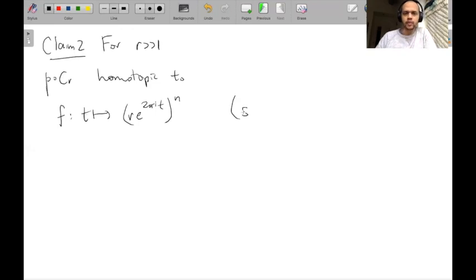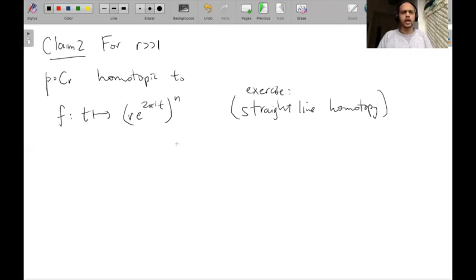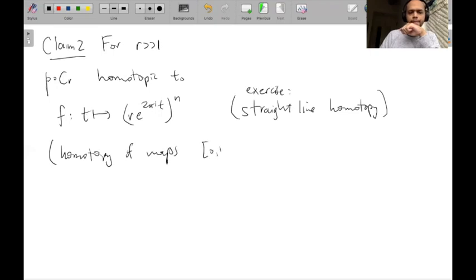And you can show this using a straight line homotopy. I'll leave this to you as an exercise. But in order to do the straight line homotopy, you have to be sure that this is a homotopy of maps in C minus the origin.